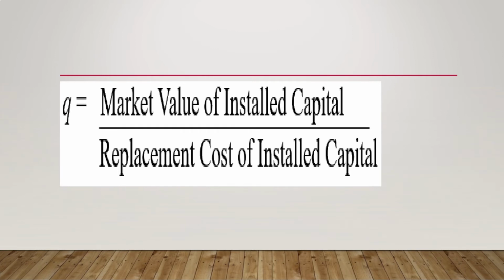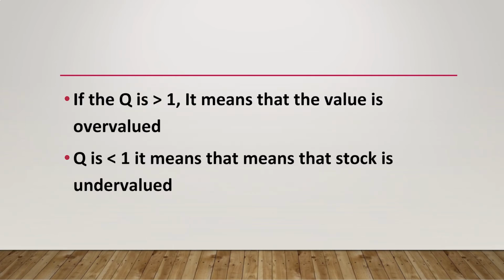For example, it would be something like your investment in a stock. So in theory, if the Q is greater than 1, it means that the stock is overvalued, which means that the cost of the market value is more likely to be expensive. So it is not advisable to invest when you're planning to invest in it, for example, when you're buying shares of stock.